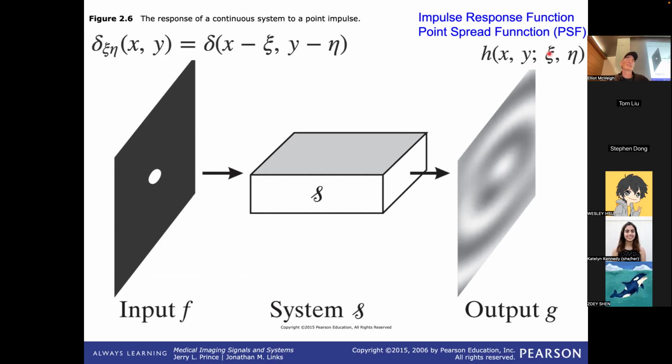And as you can imagine, any picture can be made of a bunch of dots, right? And so if you know how dots move through the system, that's a lot of information. In fact, it's kind of all the information you need sometimes.